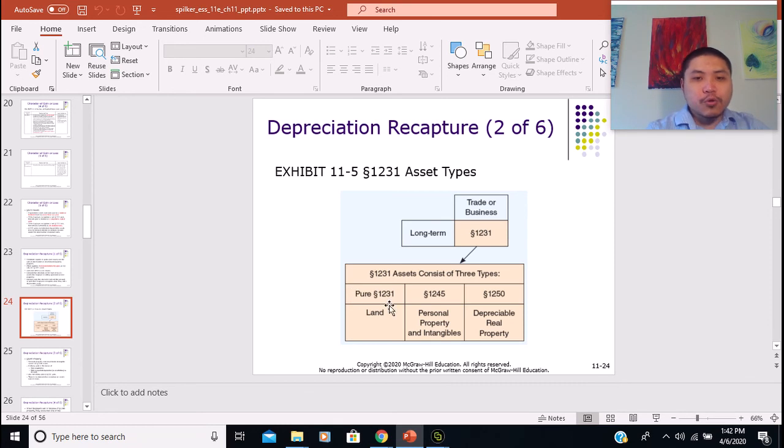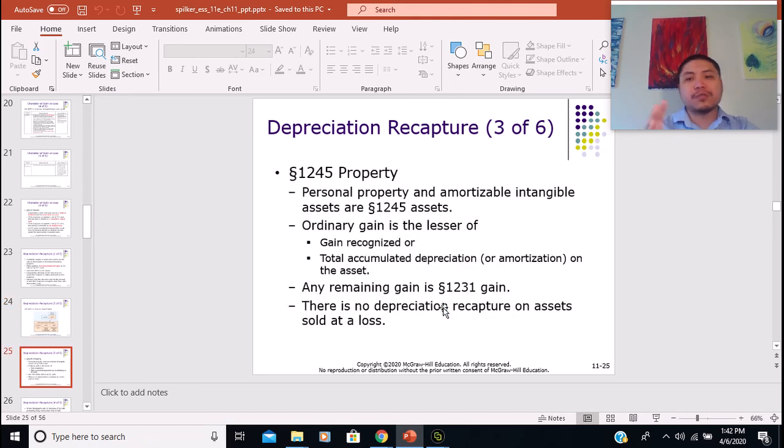Section 1231, the pure one, is pretty easy. Any gain from selling a piece of land is going to be treated as long-term capital gain, so there's not much to discuss there. But let's talk about section 1245. This one is the most complex kind of property. Section 1245 properties include all the personal properties plus all of the intangible assets.